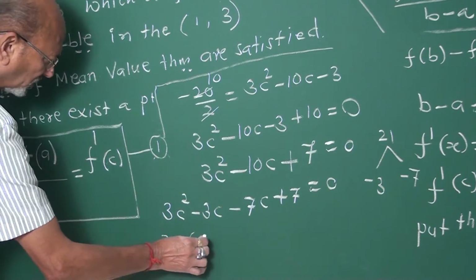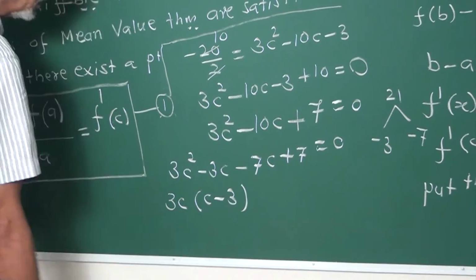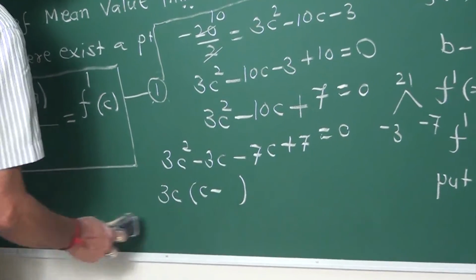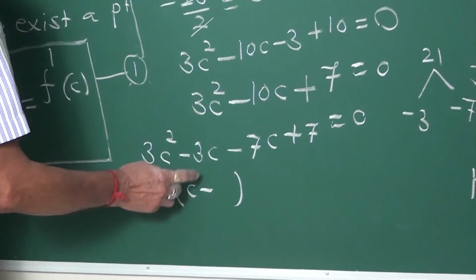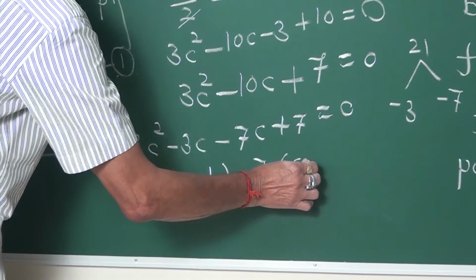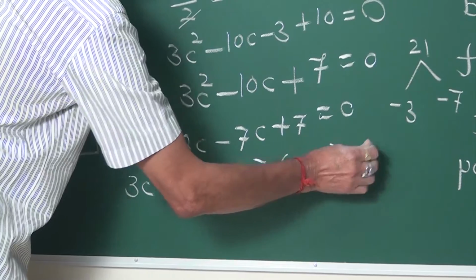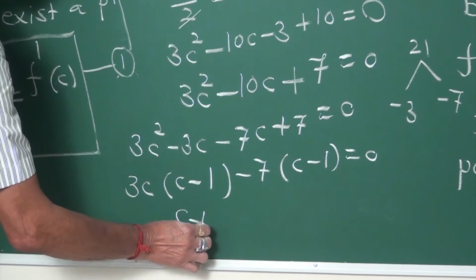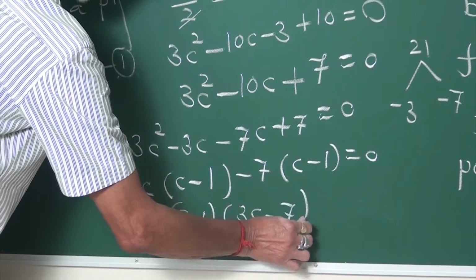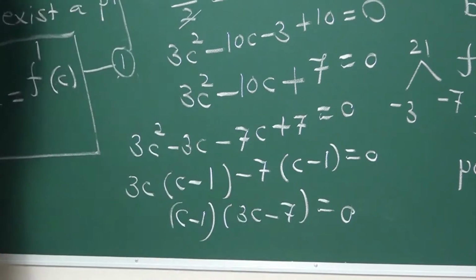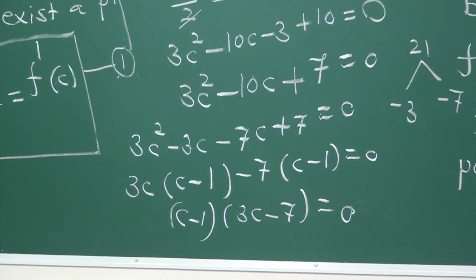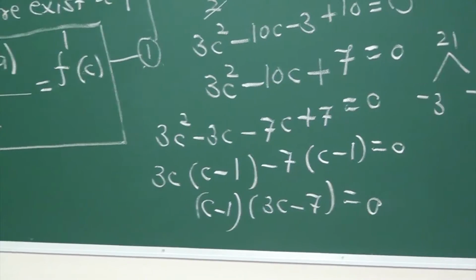3c is common: c minus 1. Minus 7 is common: c minus 1 equal to 0. So it is (c minus 1) into (3c minus 7) equal to 0. From this, the value of c is 1.